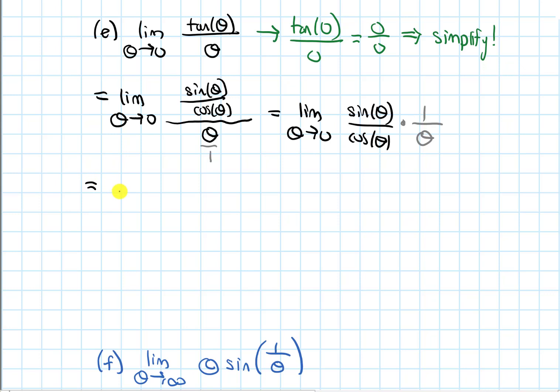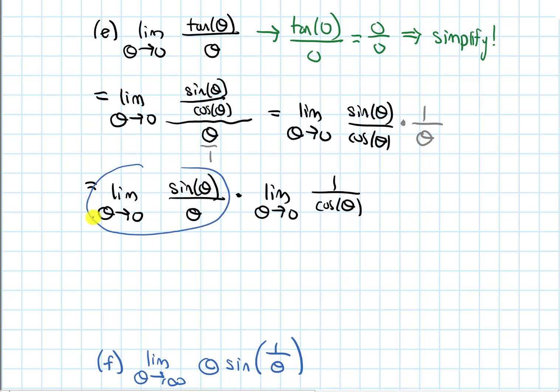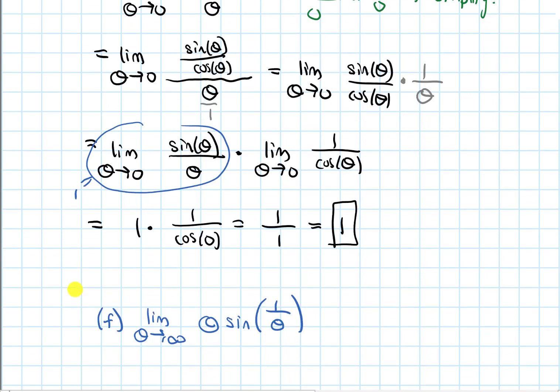All right, now let's put the pieces that we like together. So we have the limit as theta goes to 0. Let's do sine of theta over theta together, because that's our special limit, and then times the limit of the other stuff, 1 over cosine of theta. We said this special limit is going to be 1. With the next limit, let's just plug in. So we are getting 1 times 1 over cosine of 0. Cosine of 0 is 1, and 1 over 1 is 1. And that's our answer. All right, let's move on to part F.